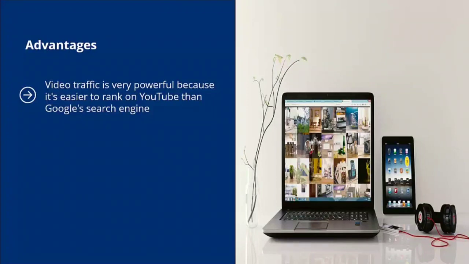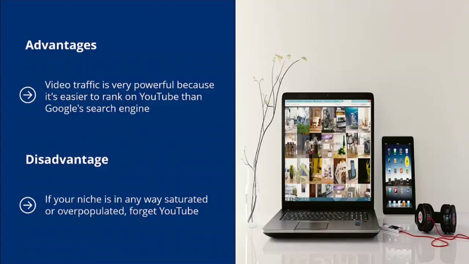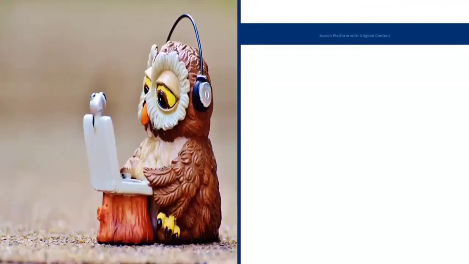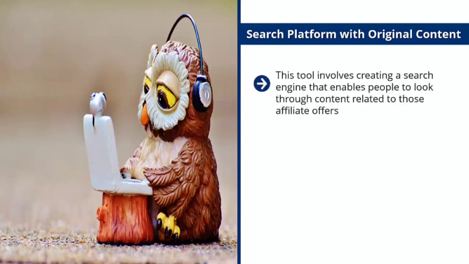You stand a high chance of getting more traffic from YouTube than regular Google. Disadvantage. If your niche is in any way saturated or overpopulated, forget YouTube. Also, you may have to buy views for your video to provide social proof. The more views your videos have, the more people would want to click through and view them. Search platform with original content. This tool involves creating a search engine that enables people to look through content related to those affiliate offers.